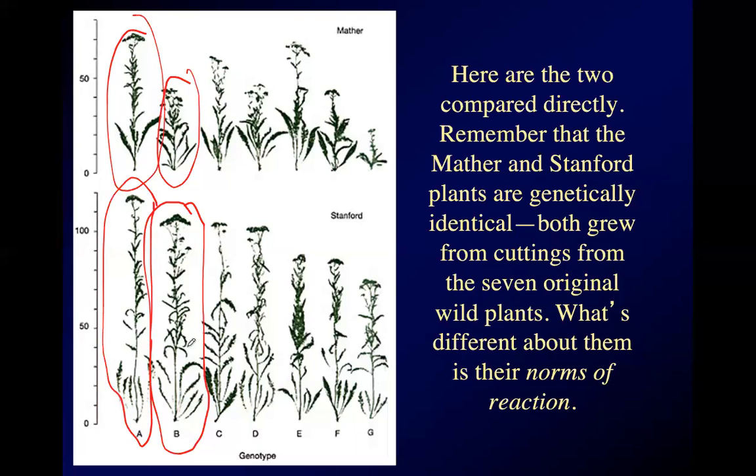So what's different about these 7 different yarrow plants is they have different norms of reaction. It's not so much that they're different in phenotype, they're different in how they can make the phenotype respond to being found in different environments. And remember, the mathematical description of how phenotype responds to different variables in the environment is a reaction norm. So what's different about these 7 yarrow plants is they have different norms of reaction.